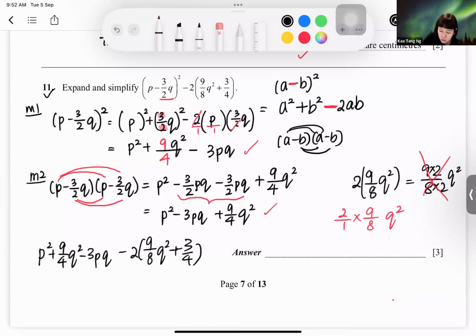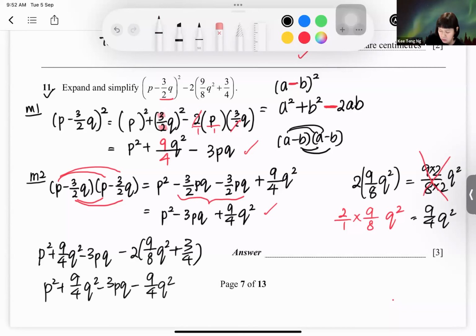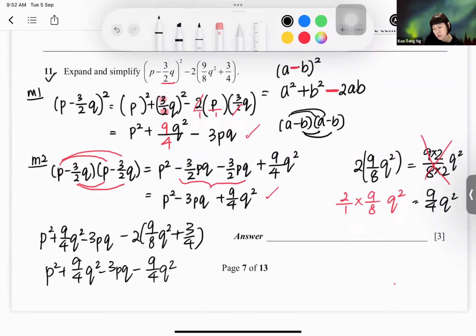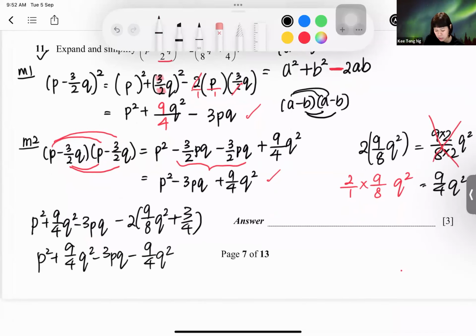If you really don't know how to calculate, just press this in your calculator. 2 times 9 over 8. What does that give you? That gives me 9 over 4 Q squared. So, nine over 4 Q squared. Not 18 over 16 or something like that.